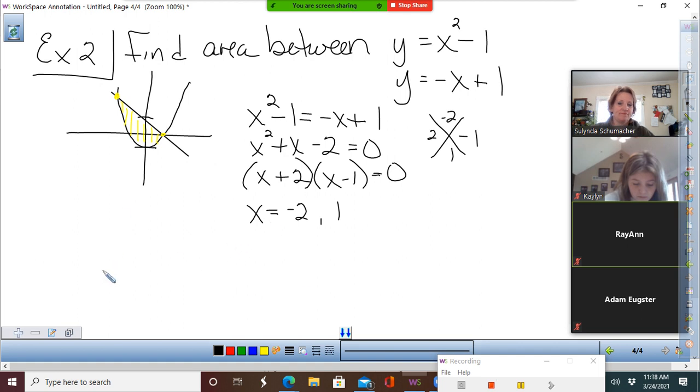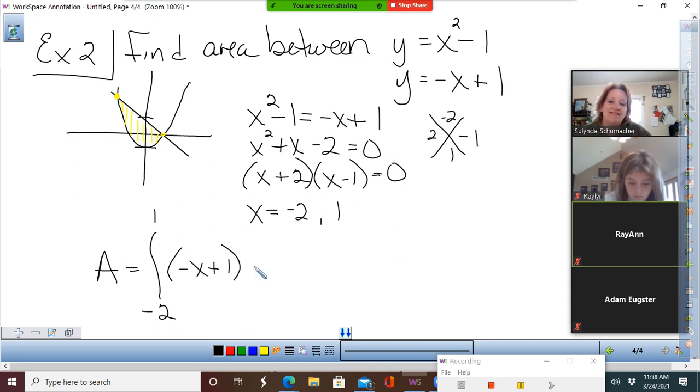All right, so let's set up our area integral. That goes from minus 2 to 1. Gotta make sure we put it in the right order, of course. The top one this time is our line. So we're going to take minus x plus 1 and subtract the parabola, which is underneath, the x squared minus 1. And of course, dx at the end.